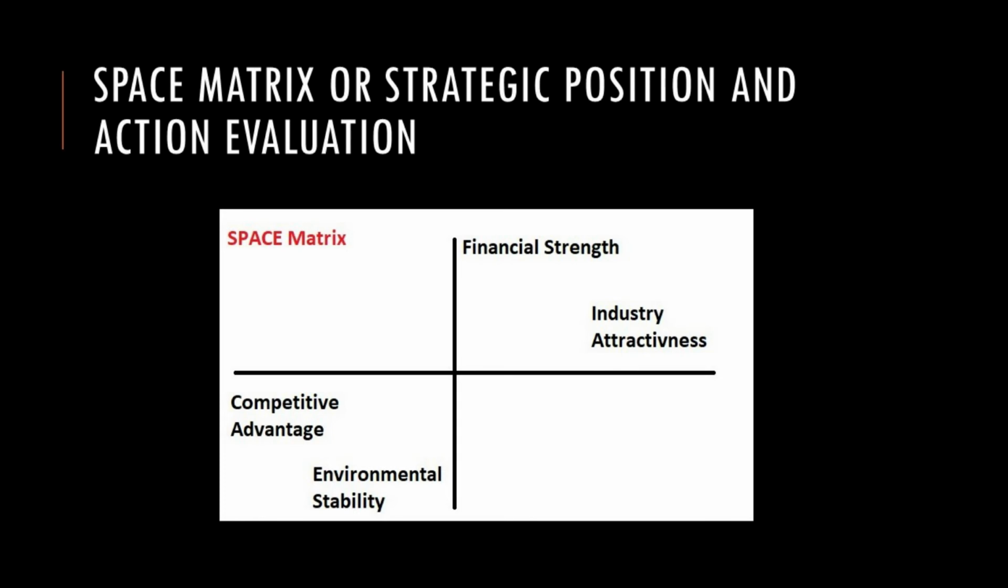Now what we do is we take all these dimensions and plot them on a graph. In a graph we have the plus and minus x-axis and the plus and minus y-axis. The graph is plotted in such a manner that CA, or competitive advantage, runs on the minus x-axis and industry attractiveness runs on the plus x-axis. Similarly, financial strength is on the plus y-axis and environmental stability is on the minus y-axis.